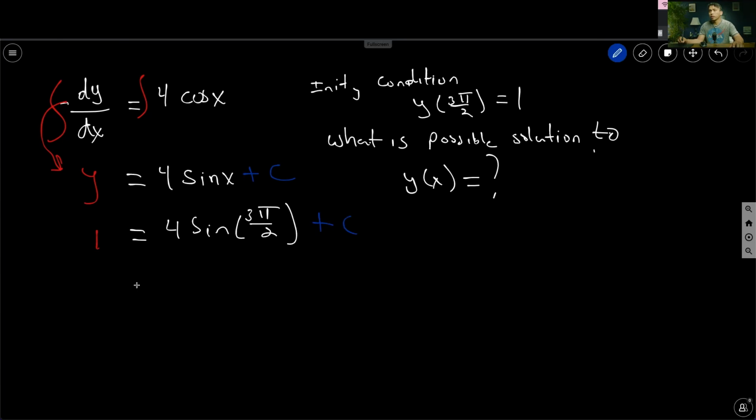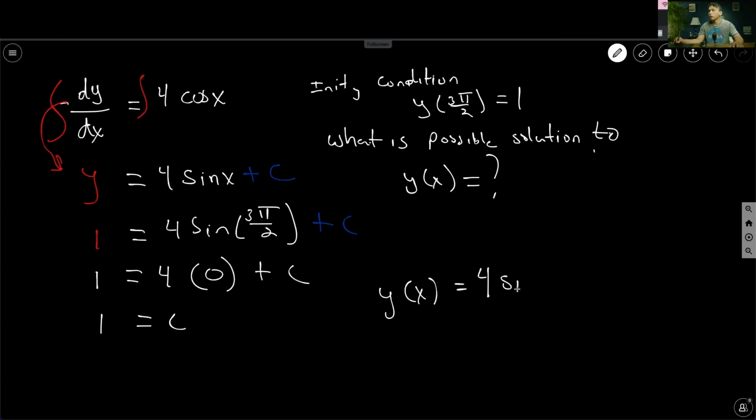So now let's solve this out. So this is 1 is equal to 4 times the sine of 3π/2, or 270 degrees, which is 0, plus C. Let's cancel out, then C is equal to 1. So therefore, the general or possible equation for y is y equals 4 sine x plus 1.